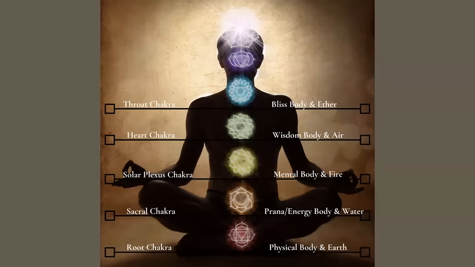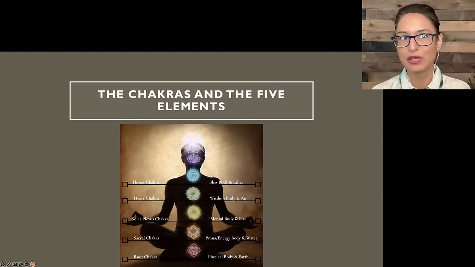And the sacral chakra is connected to that element of water. And the solar plexus is connected to that element of fire. And the heart chakra is connected to that element of air. And the throat chakra is connected to that element of ether. And this order is really important, because if you can understand the map of yourself, you can understand the map of the entire universe.